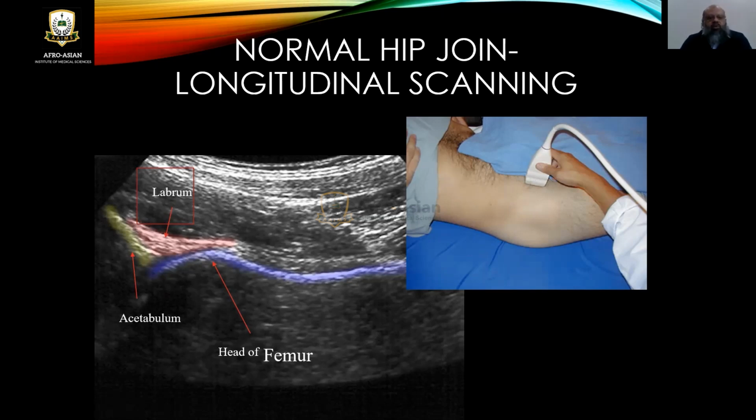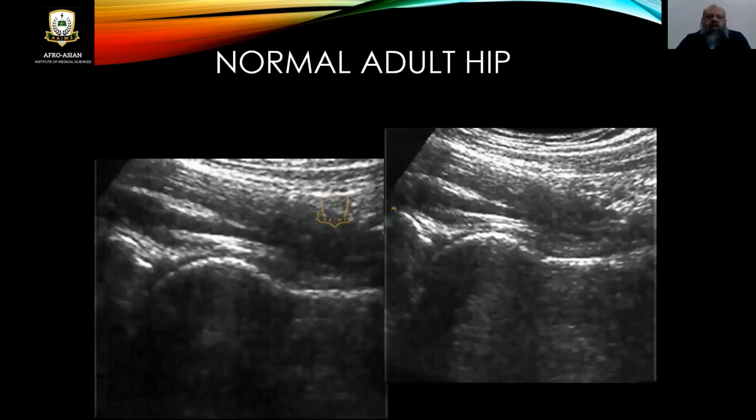Once we put our transducer at the anterior of the hip, we will see these structures. These are the muscles. Then we have the head of the femur. The green one is the acetabulum, and the pinkish color is given to the labrum, which is a cartilaginous structure. This is how it appears, the femur, and we can see the head of the femur. This is the acetabulum, and here is the labrum.